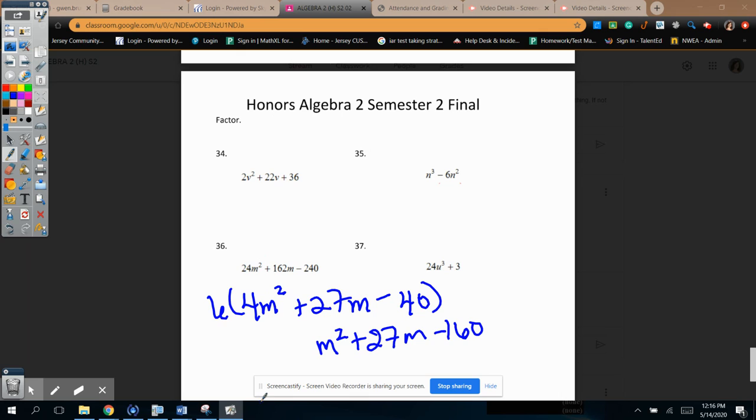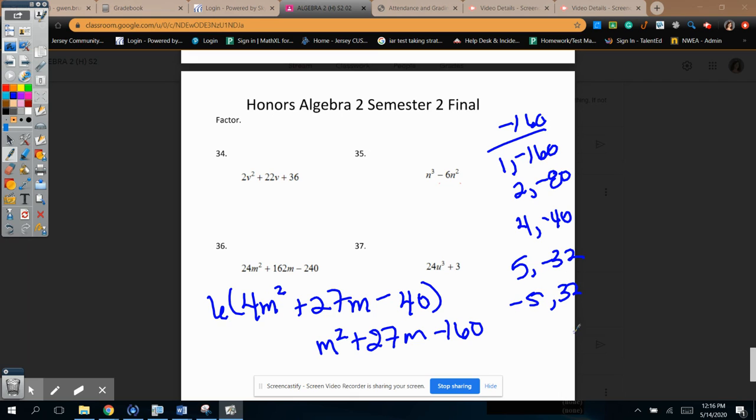I don't know that it... 1 and negative 160. 2 and negative 80, not it. 3 doesn't work. 4, negative 40. 5 and negative 32. That's it. Negative 5, positive 32. Yeah, that's hard. Okay. So this will be an m minus 5 and an m plus 32, but we're going to have to put the 4 back.